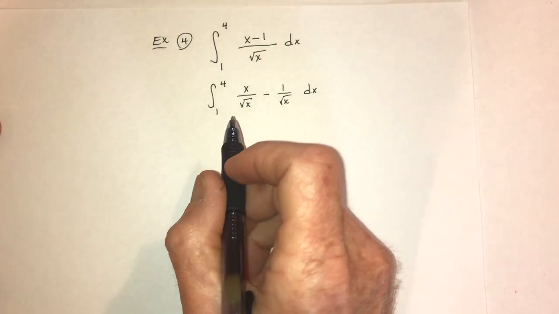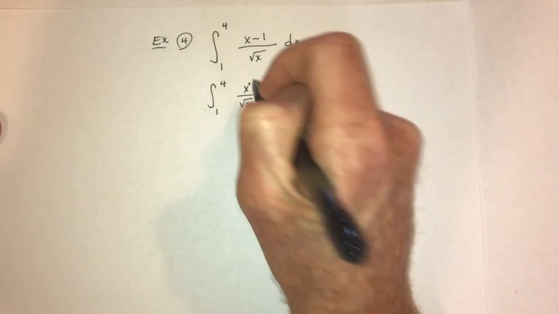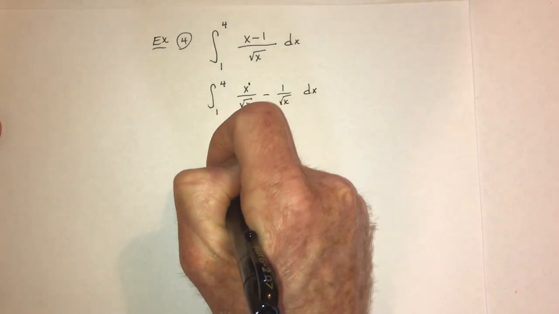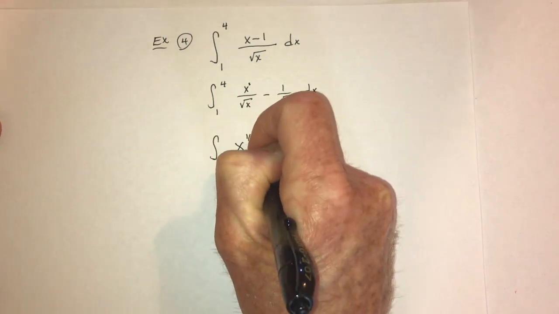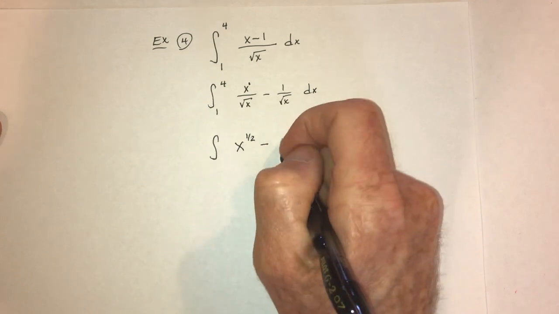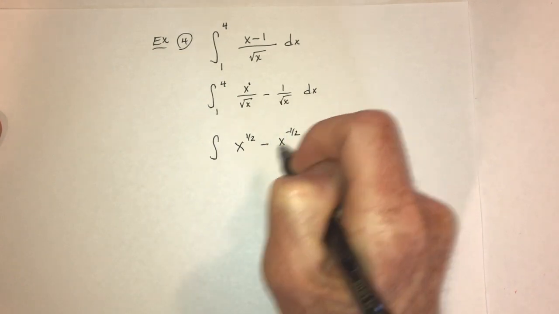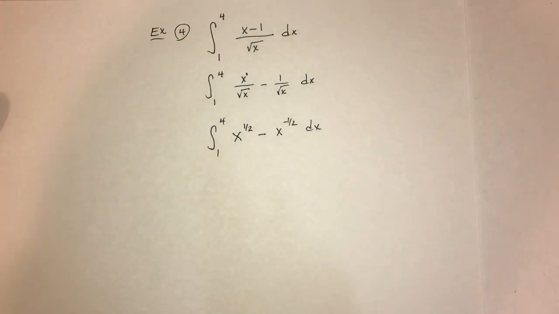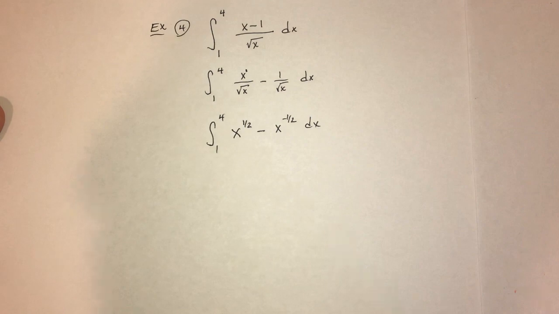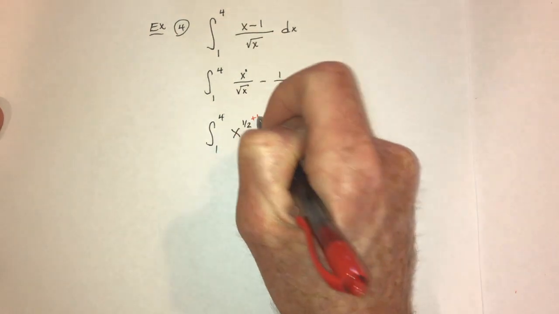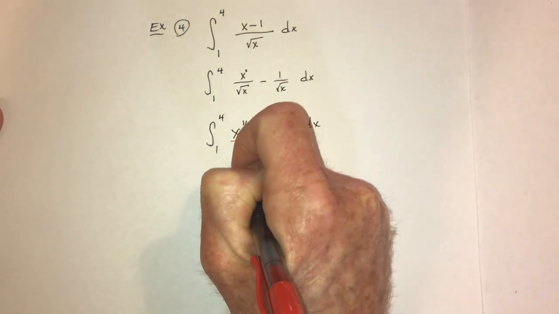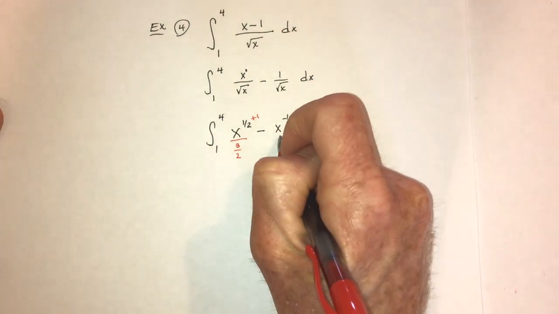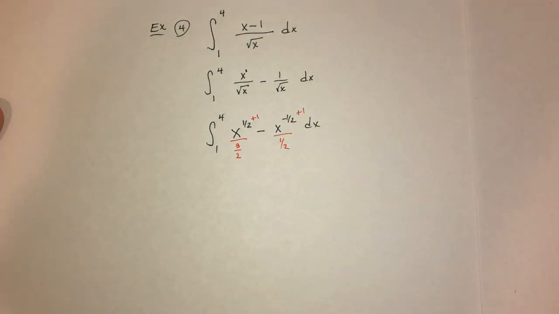And then I can simplify further. This one's exponent is a 1, and then this is a half, so 1 minus a half is a half. And then this second one, I'm going to rewrite that as x to the negative 1/2. Add 1 to the exponent, so that's going to be 3/2, and divide by 3/2. Add 1 to the exponent, that's going to be 1/2, and then divide by 1/2.